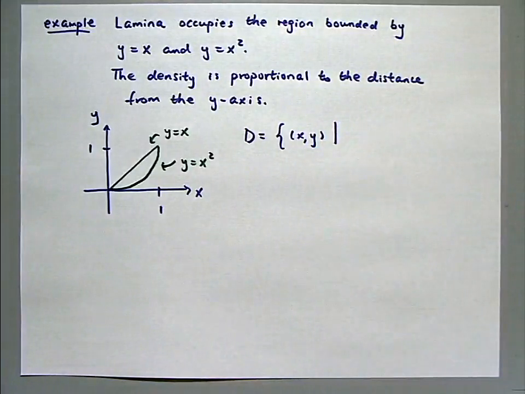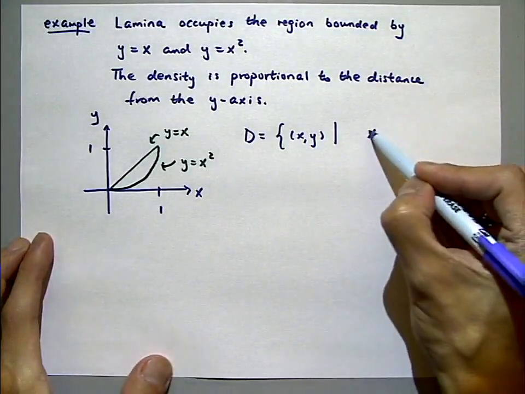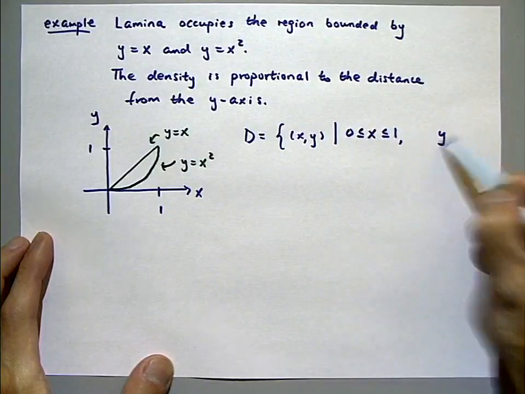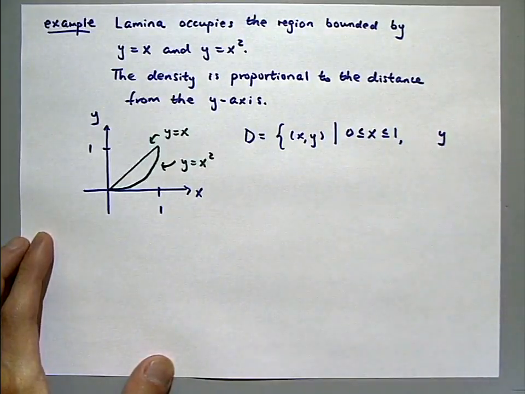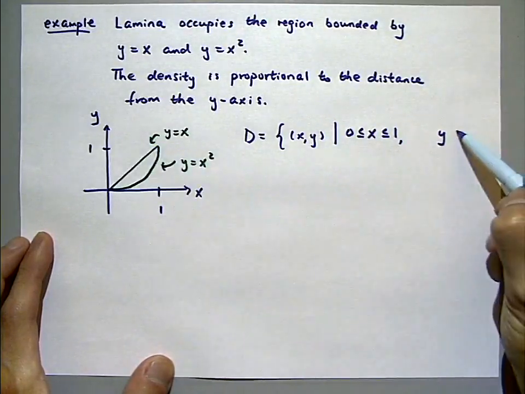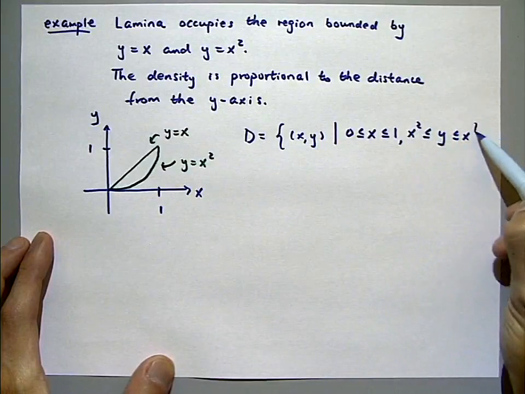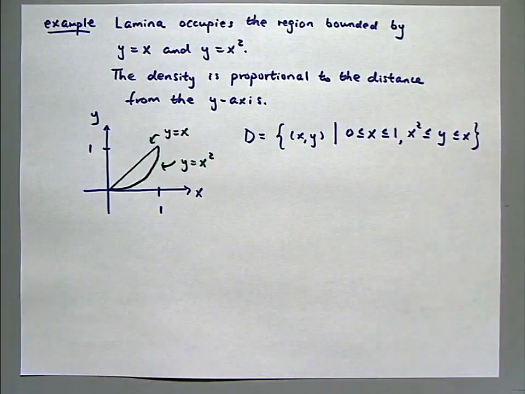This looks like it's set up for either a type 1 or type 2. It doesn't really matter. Both of those are easily done. So let's just go with a type 1. Okay? Let's let x be bounded by constants and y bounded by the top and the bottom. Top is x. The bottom is x squared. You could also do a type 2. It's not difficult. It's pretty much the same thing.